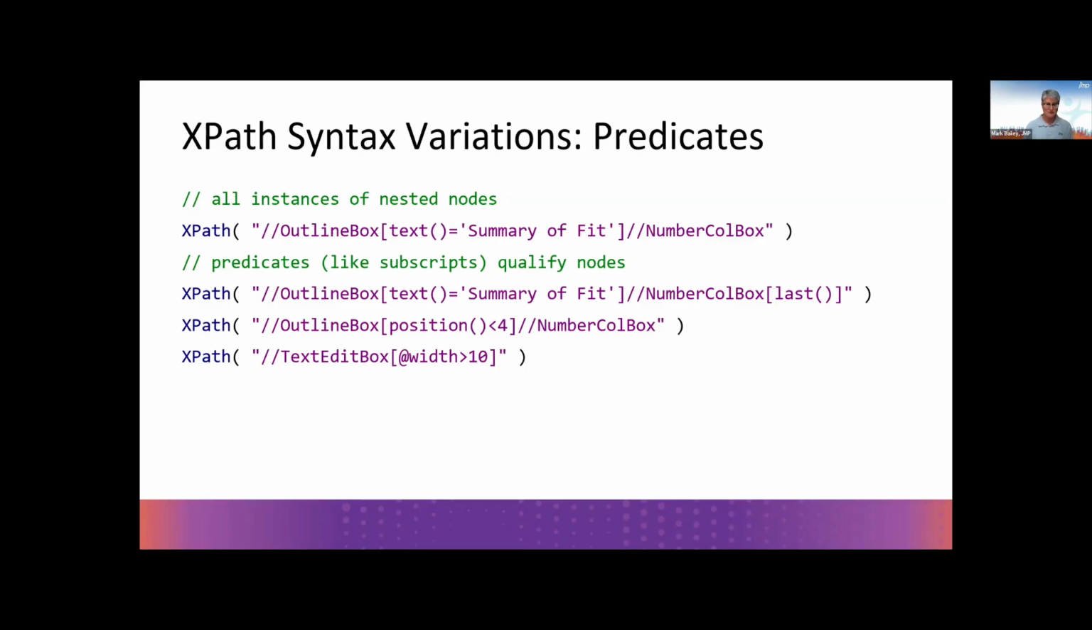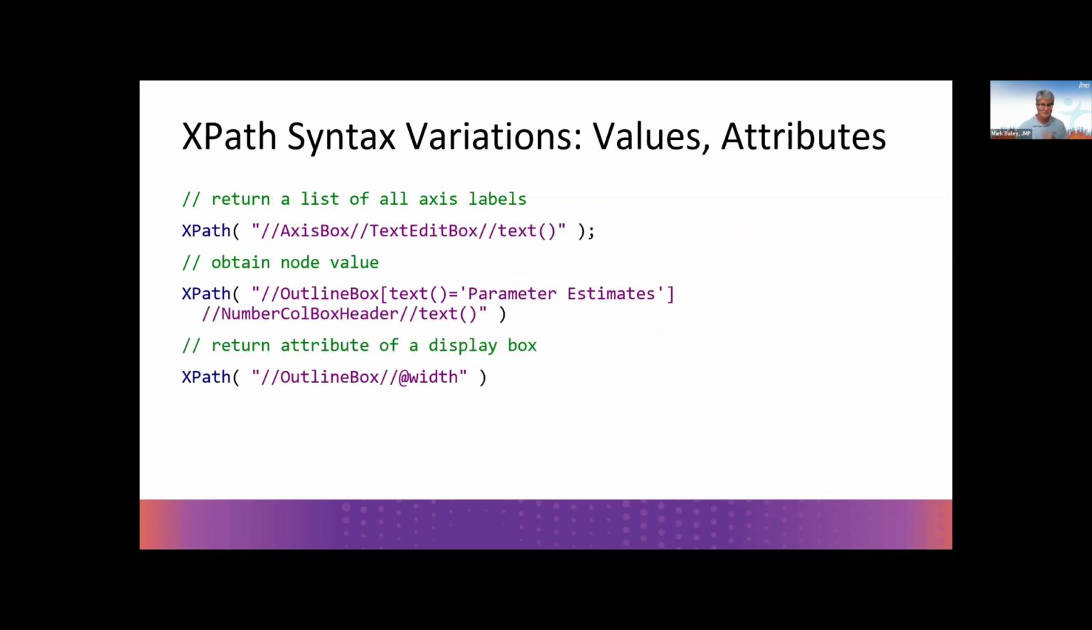for the match to occur. And it can not only be something about the node, but it can be about an attribute with that node. So we could look for all of the text edit boxes with a width greater than 10. So you have this kind of power available to you.